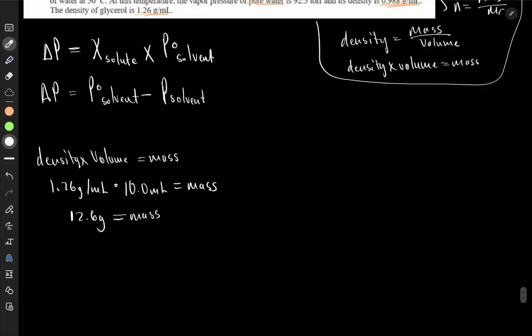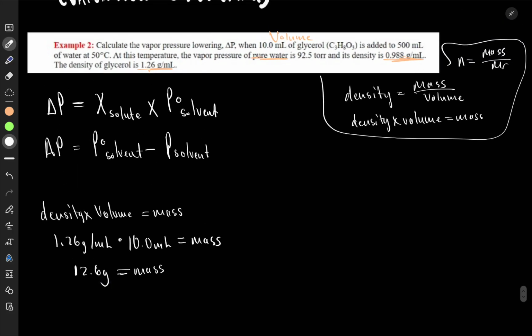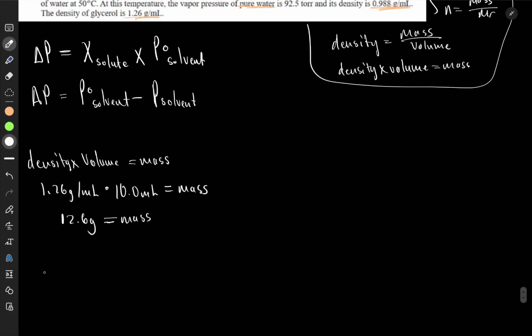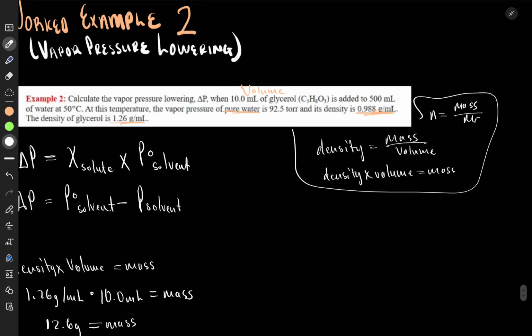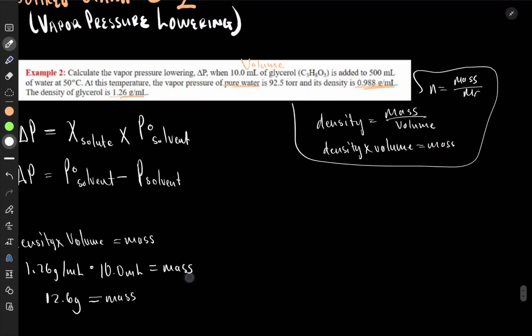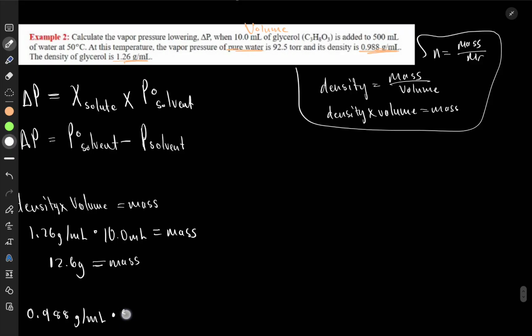Then I can get again the mass for the water again. I'll need the number of moles of water. So I would say, what is the density of water? 0.988 grams per milliliter. So I'll skip a line. I'll say 0.988 grams per mil times what is the volume? The volume of water is 500 milliliters. So times 500 milliliters. This should give me the mass.